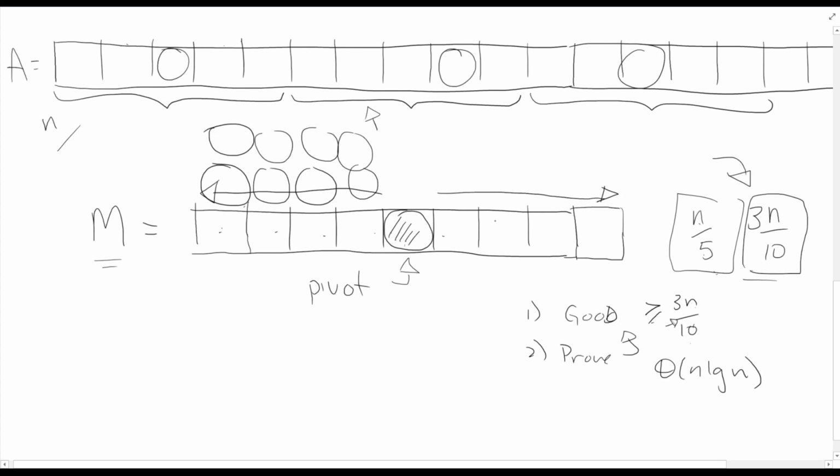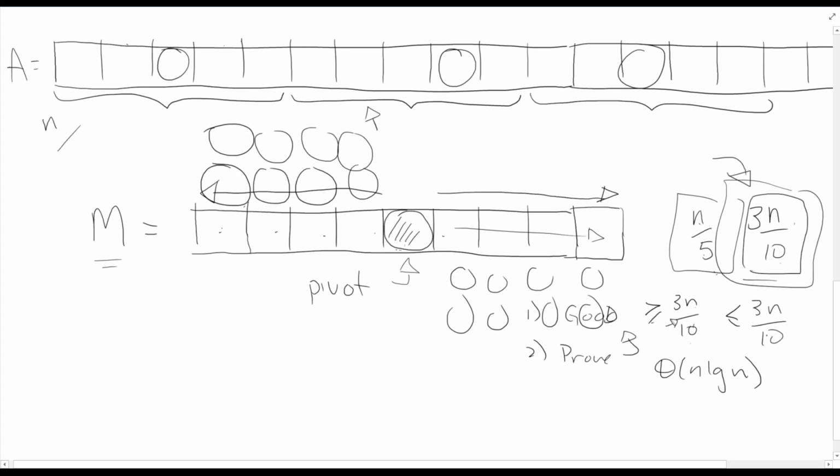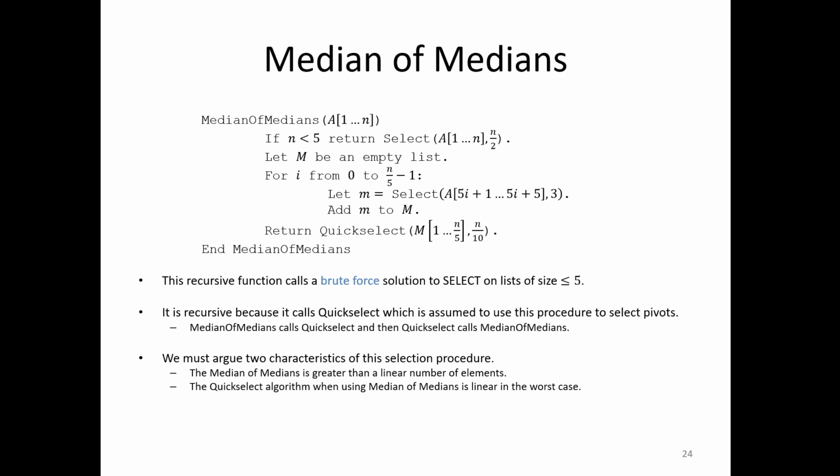Now we can do the same thing on the other side. We notice this median element must be less than or equal to all these elements here, and again those were n over 10, but each one of those was less than 2 other elements as well. So again, the total number of elements that we are less than or equal to must be 3n over 10 as well.